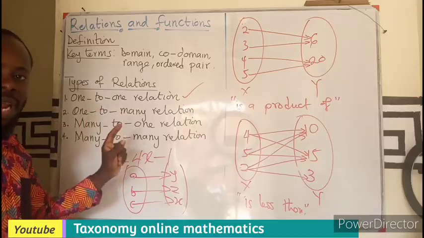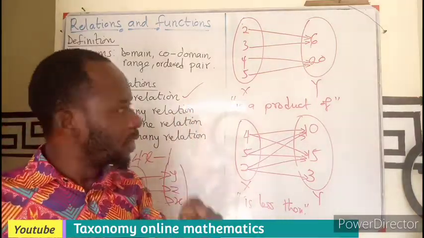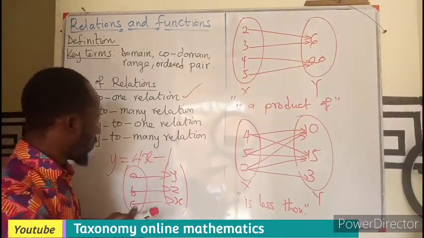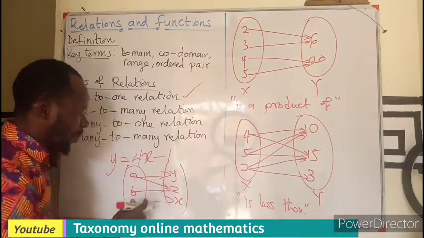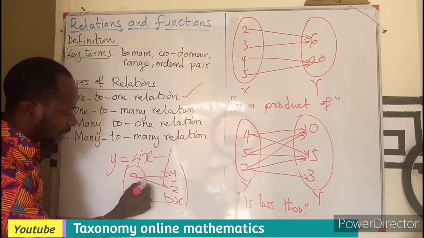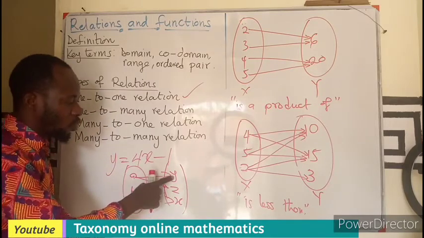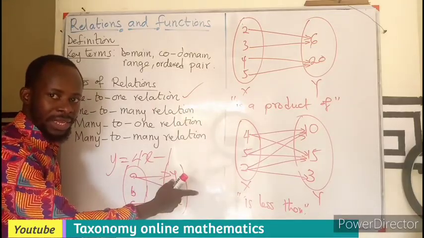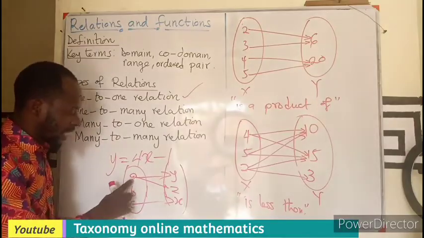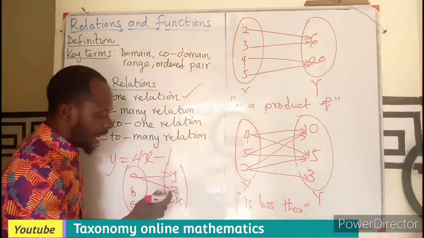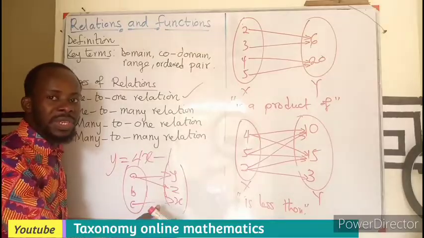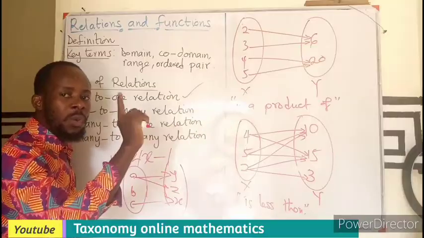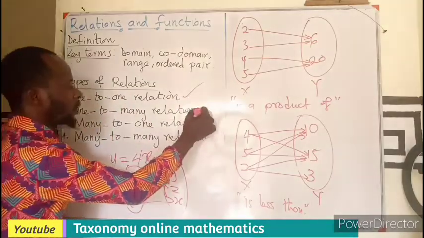Then 1 to many. The definition says that one element in the domain has only one element in the codomain. So with 1 to many, if an element A is mapping to Y and Z, this is 1 to 2, that is 1 to many. And A is having a duplicate element. So this is not a function. A should have only one element in the codomain. Only one element. So this is not.